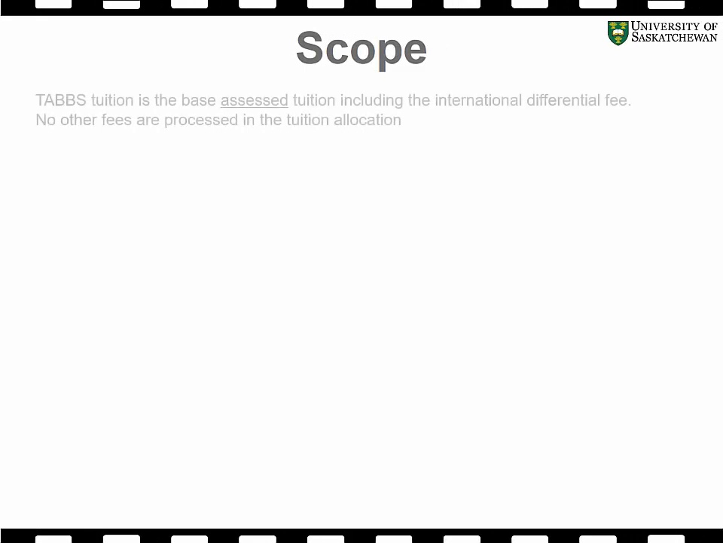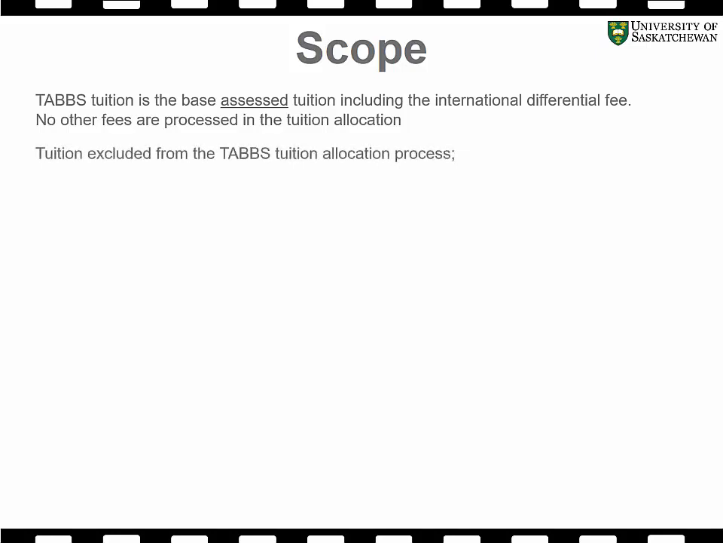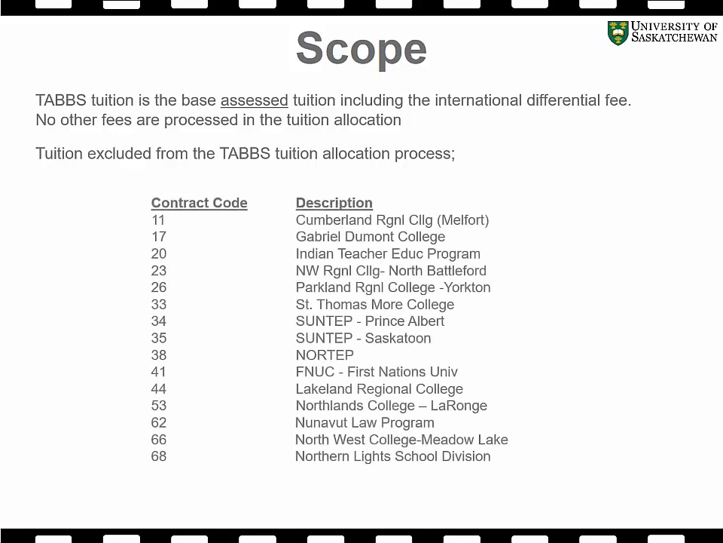Within TABBS, the tuition revenue allocated is the base assessed tuition for the course or program, as well as the international differential fee. No other fees are processed in the tuition revenue allocation. There are some classes or contract codes excluded from TABBS because they have a financial contract associated with them that dictates to which unit the tuition is to flow. The following is a list of these exclusions.